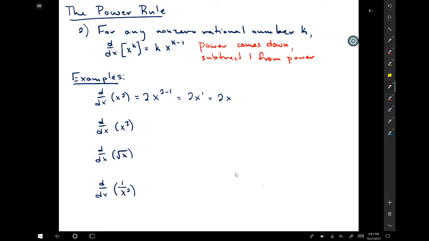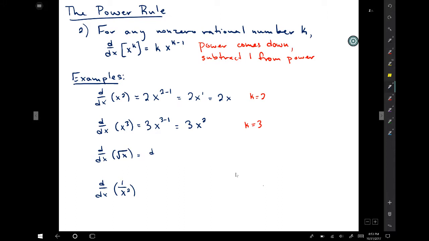If you take the derivative of x cubed, again, you bring the power down front, and then you subtract 1 from the power, so we have 3x squared. So again, in the first problem, your k is equal to 2, and in the second problem, your k is equal to 3.